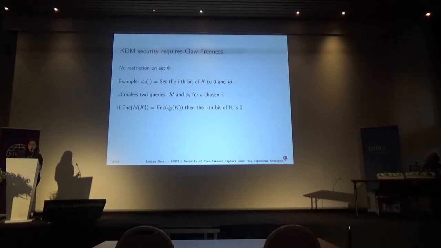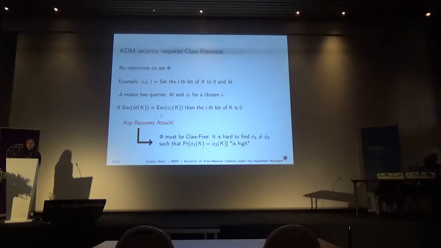And if the 8th bit of key is 0, we will have phi_i of k equal to k. So we will have the same encryption, and the adversary will know that this 8th bit is 0. Otherwise, he knows that it's a 1. And for each position, he can know which bit it is and recover the key easily. So that's why we need to put a first constraint on the set big phi. We need a set big phi that is claw-free.